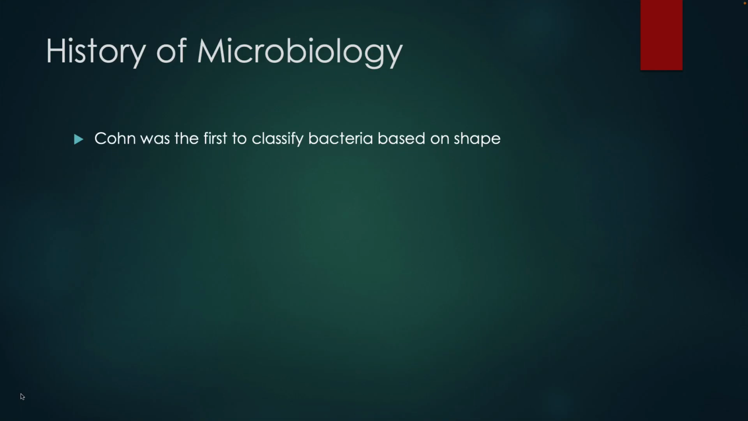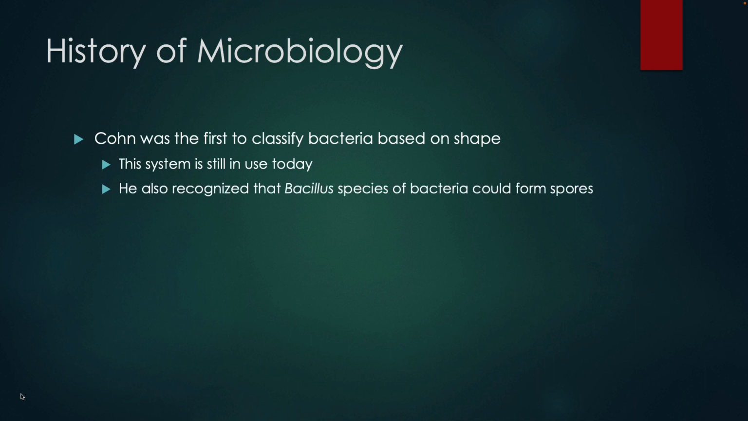Now, going back a little bit to the history of microbiology, a scientist named Kohn was the first to classify bacteria based on shape. And that's a system that we actually still use to this day. So there are circle-shaped bacteria, rod-shaped bacteria, spiral-shaped bacteria, and we still use that classification in microbiology.